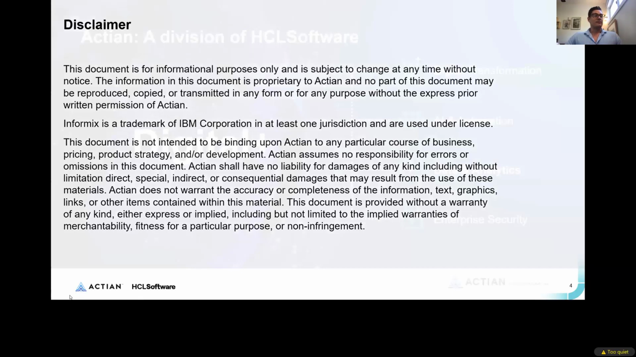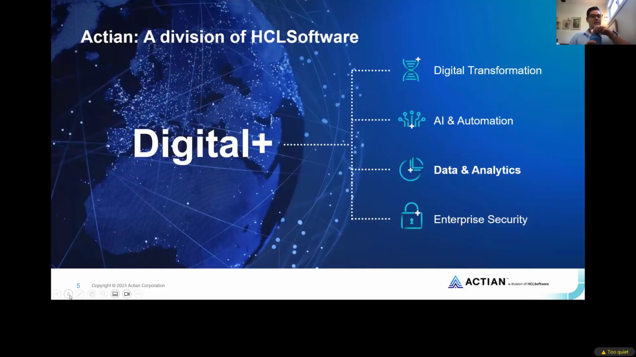Great. Assuming everyone has had a second to read that. Alrighty, so who is Actian? Actian might be a new name for some people who are joining this call. It might be a familiar name for others. Actian is a part of HCL software, and I'll explain that in a little bit more detail.